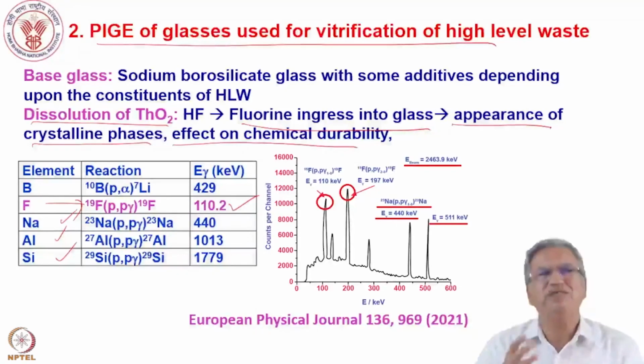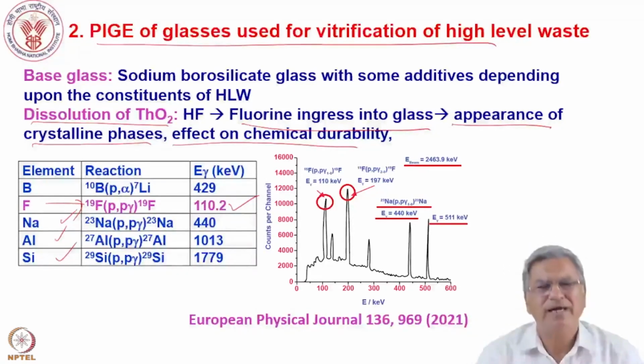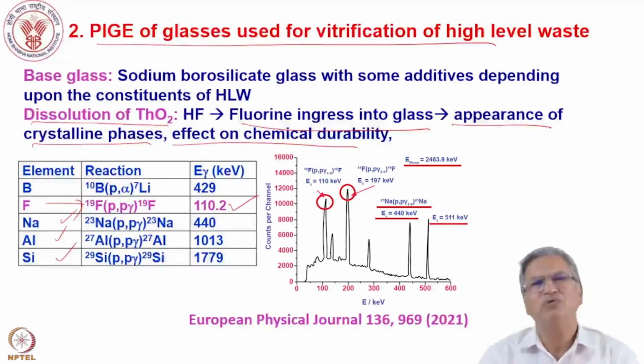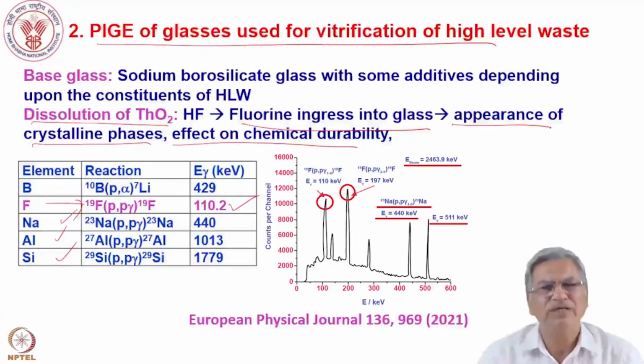So I just gave you some examples of NRA and PIGE. Due to lack of time, I could not give more examples, but the point I wanted to emphasize was that these nuclear analytical techniques are not meant for routine analysis. They are meant for very specific applications in high technology areas. It is not the only technique you will be using. There can be a combination of other techniques, to understand the process, to understand the mechanism, and also to qualify the high technology material. There are many other examples, but I do not have time to describe.